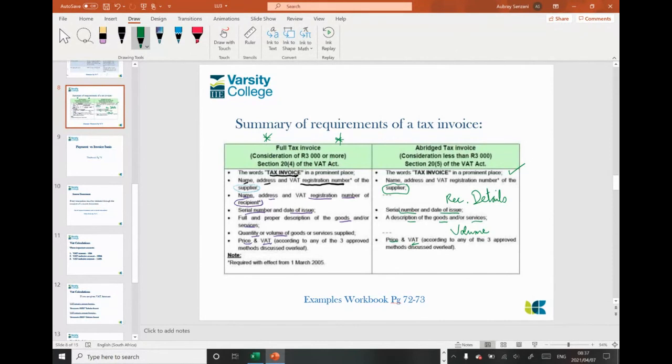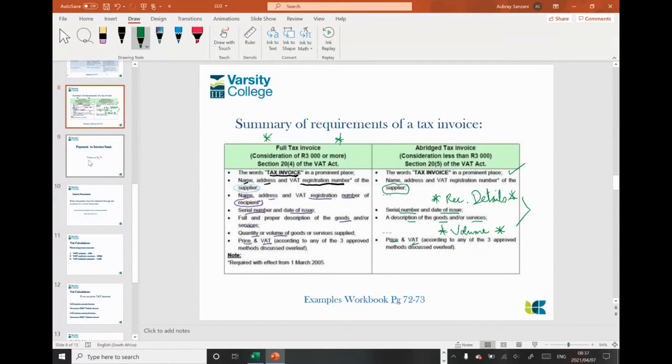That's just an easier way to remember both of them. Remember what you need on a full tax invoice, and then simply say, okay, when it comes to an abridged, I don't need the recipient's, and I don't need the volume and quantity of the goods purchased. Simple. Those are the two things. See, it's much easier to remember that way than trying to remember each line item for both. And trust me, guys, they like to ask this in your test or exam.